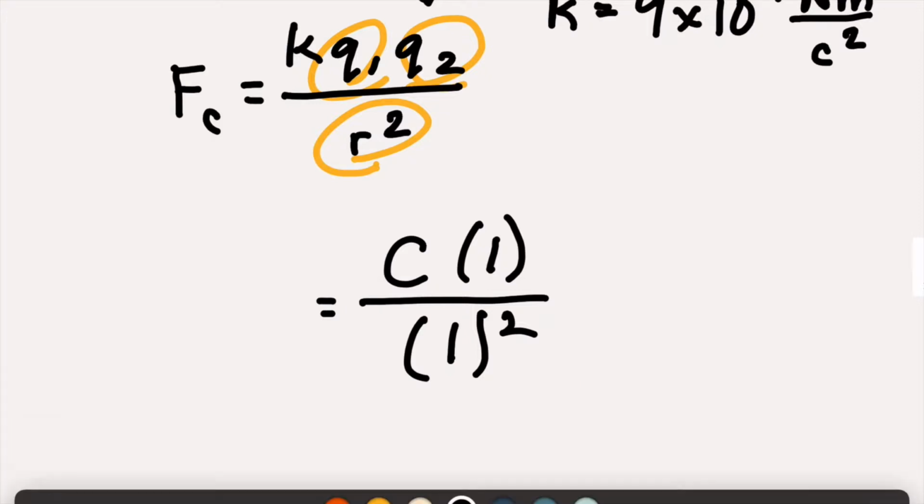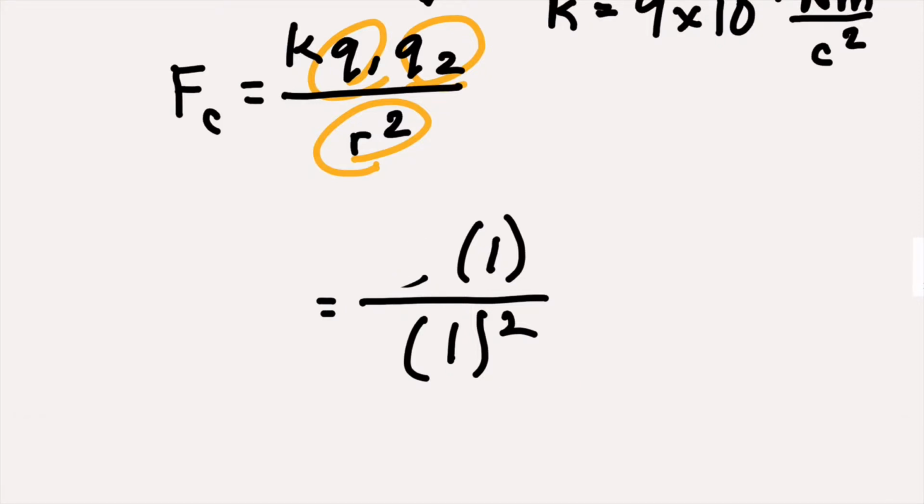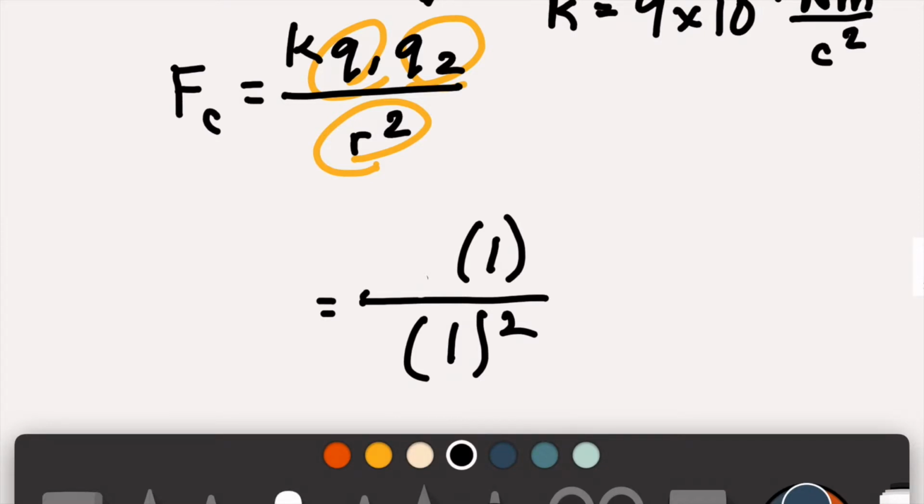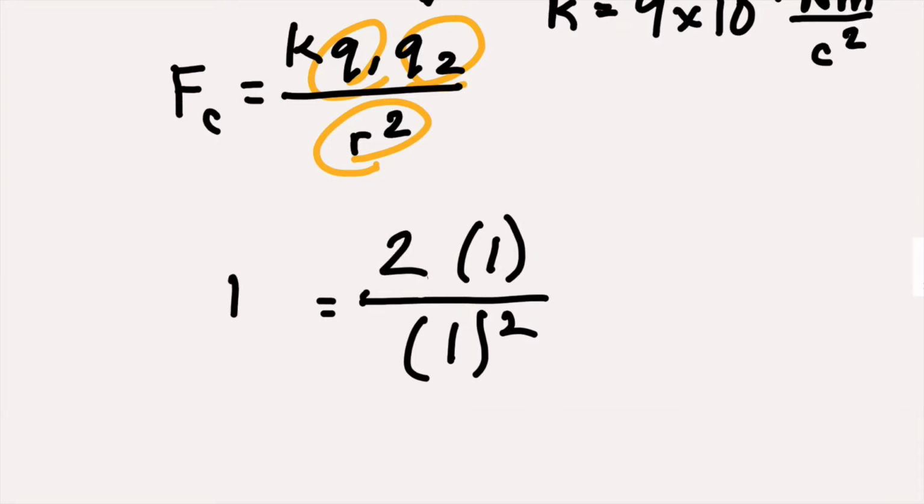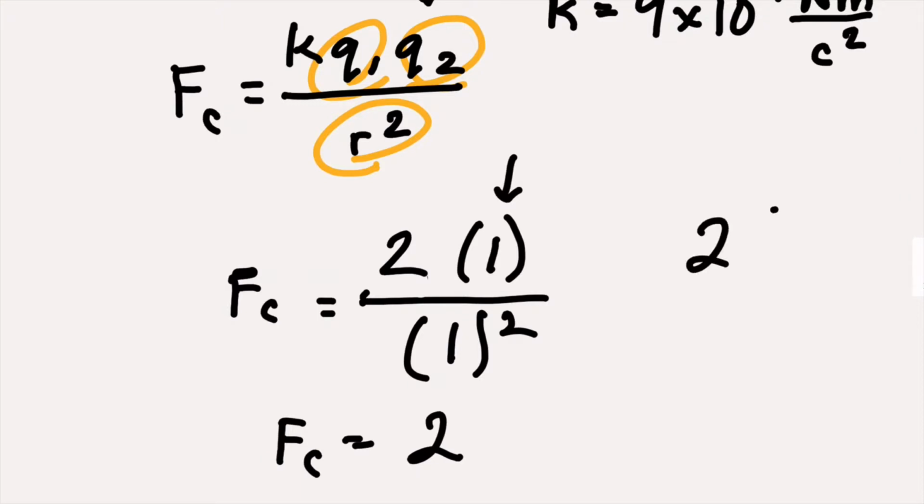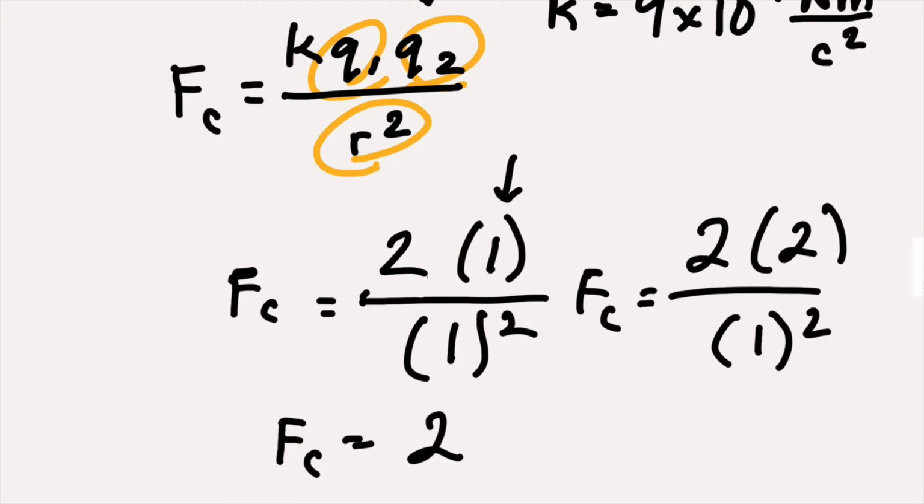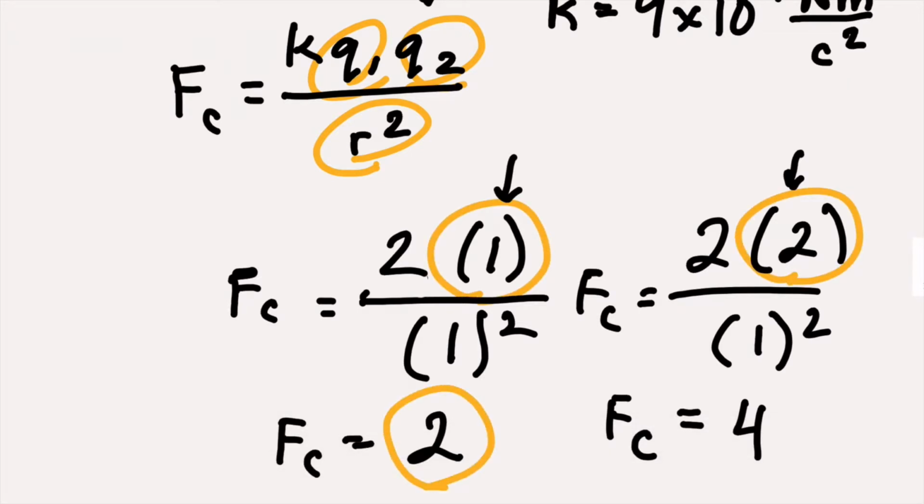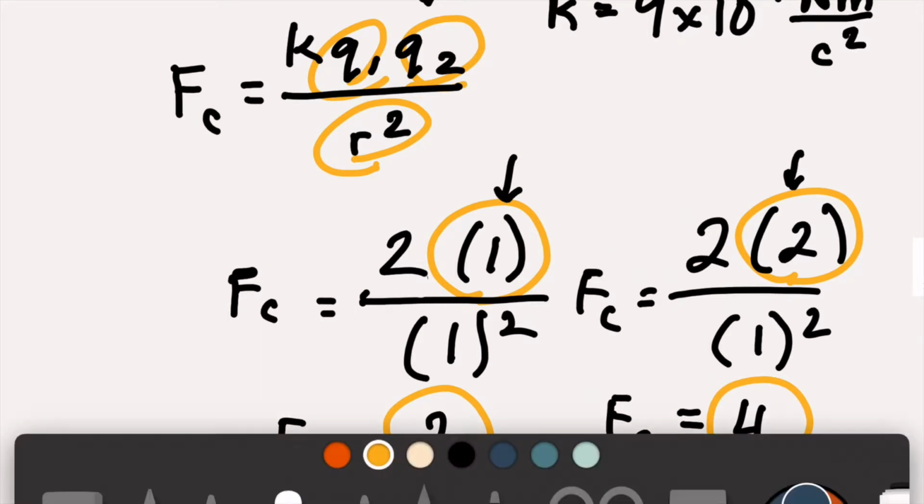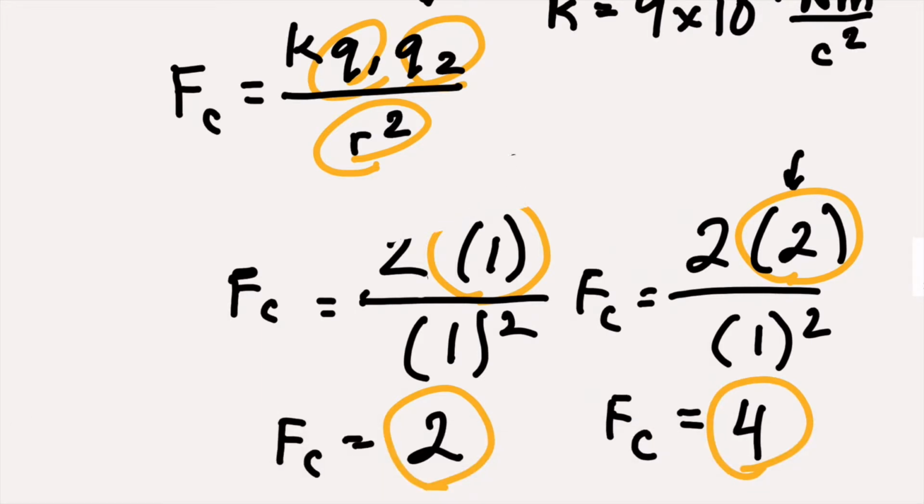Okay? For this problem, just so we have some concrete values, let's replace this constant with 2. Okay? FC in this case would be equal to 2. If we doubled Q2 right here, okay, so let's say we put 2 and then kept everything else the same, we would get that the new FC is equal to 4. So what do we notice? Doubling the charge doubles the force. Okay?